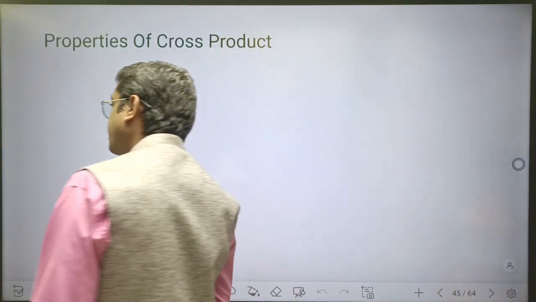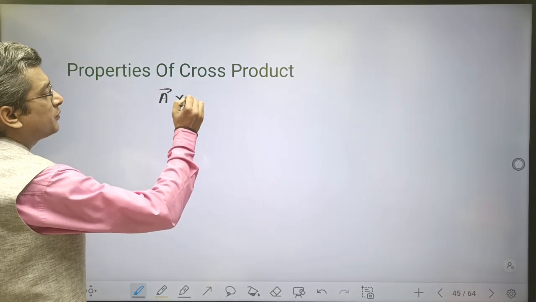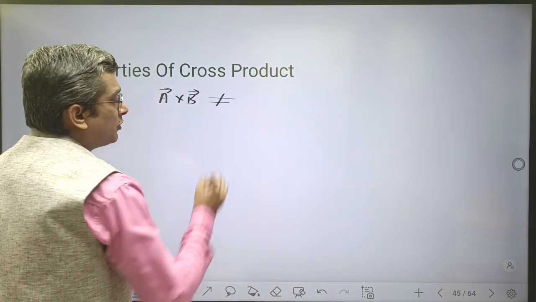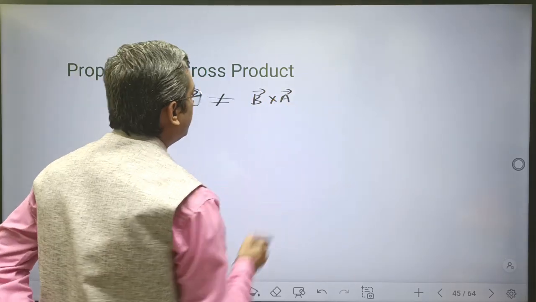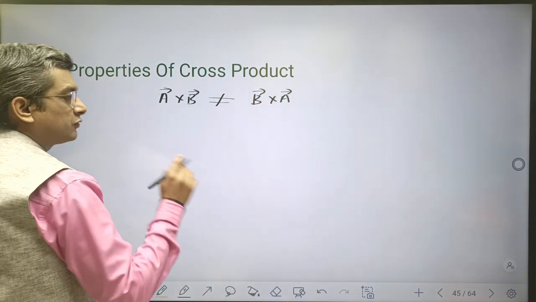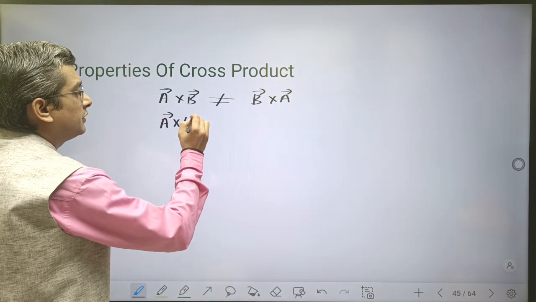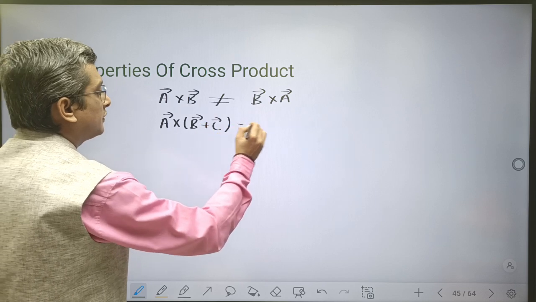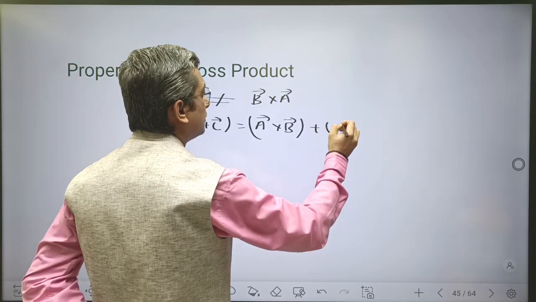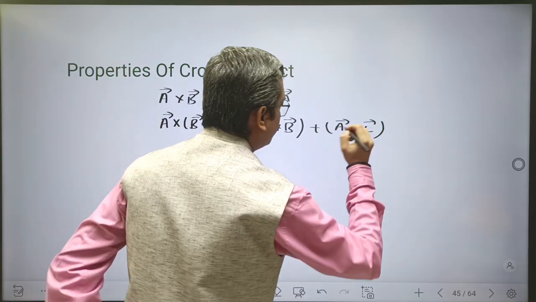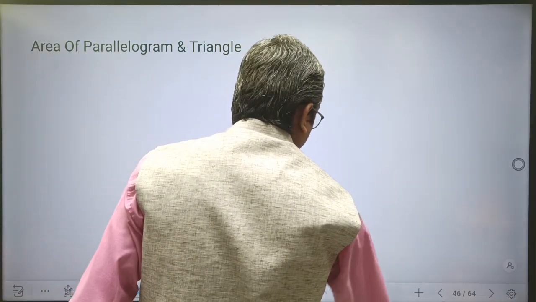So there is a particular method, but before going to that method, let us have a look at the properties. The very first property is that the dot product follows the commutative property, but the cross product doesn't, isn't it? And the second is that it also does not follow the associative property, but it does follow the distributive law, that is A cross (B plus C) is equal to A cross B plus A cross C, isn't it? These are the properties. Now let us have some examples.